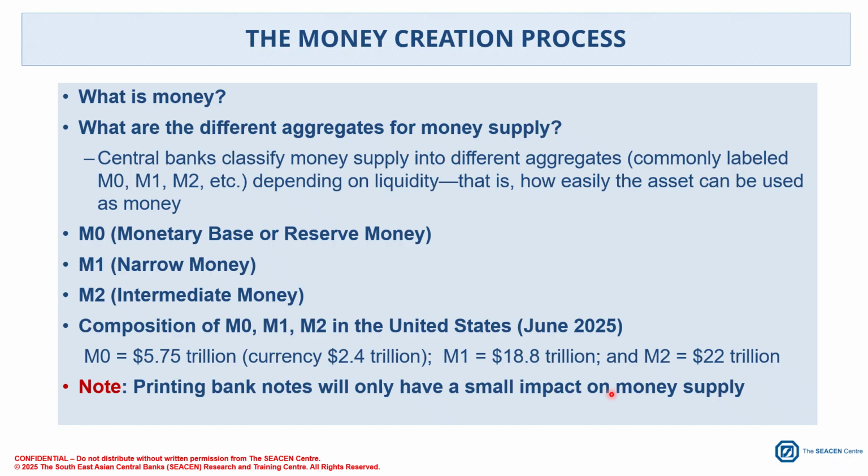Now, if a central bank decides to print banknotes, it's going to have only a very small impact on money supply, because sometimes there is this feeling that central banks create money. Of course, it can create money two ways. One, it can print banknotes, but the amount of banknotes that it can bring into circulation is very limited. The other way is quantitative easing, where it basically increases the commercial bank reserves. So that's two ways in which M0 can be increased.